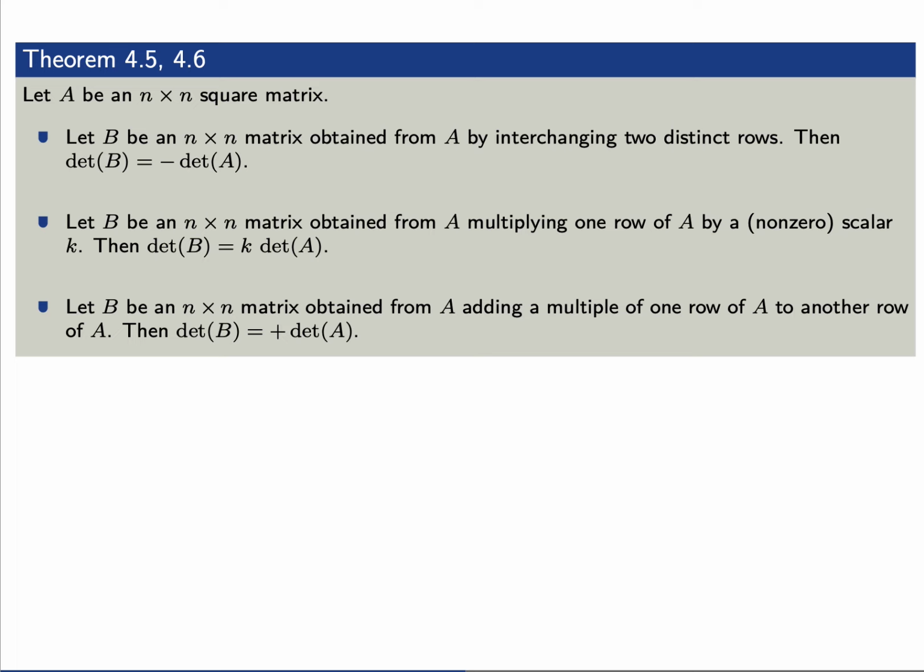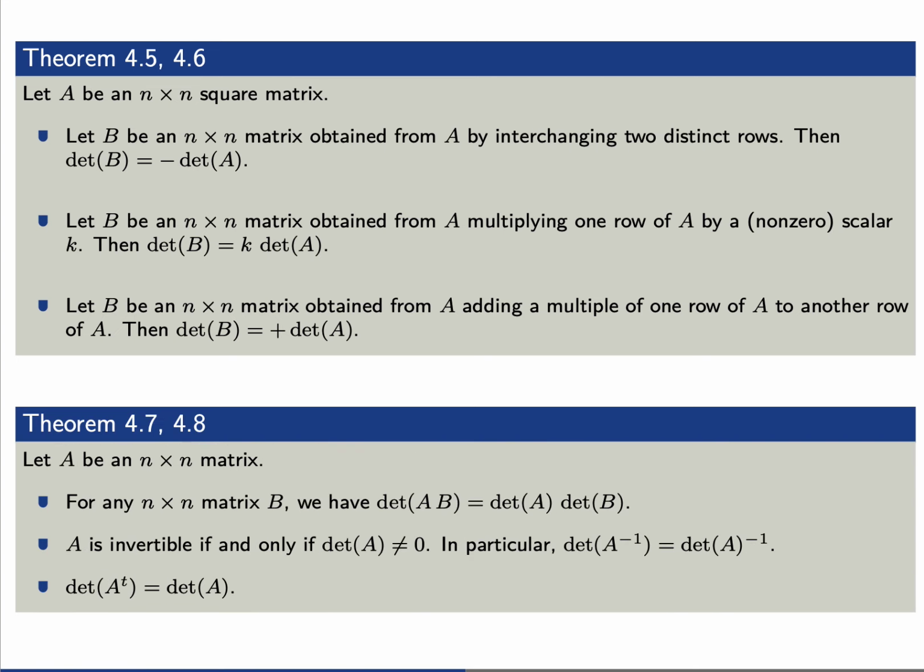Similarly, let's say that B is obtained from A by multiplying a row of A by a scalar k. Then the determinant of B is k times the determinant of A. And finally, say that B is obtained from A by adding a multiple of one row to another. Then the determinant of B equals the determinant of A.